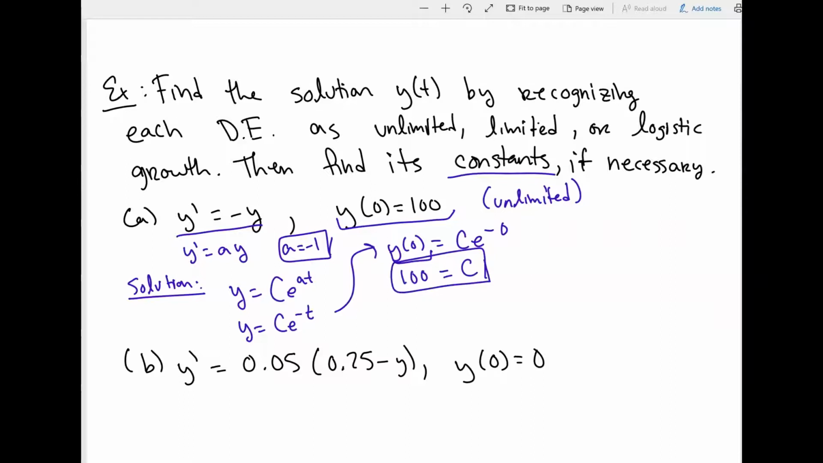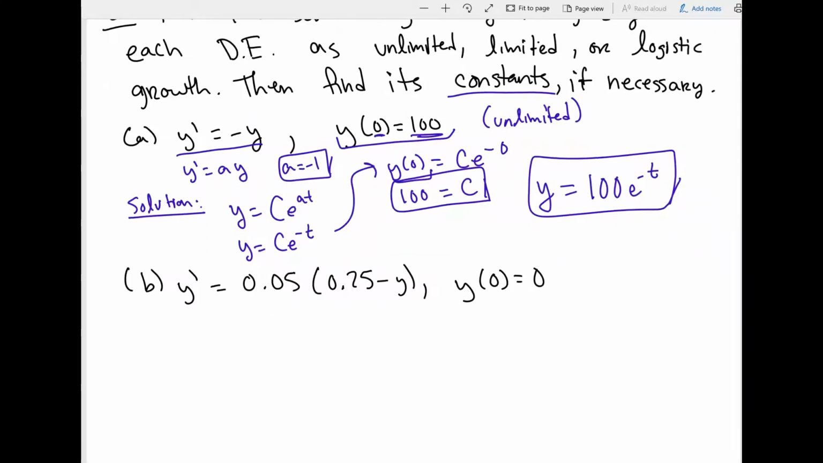This makes sense because it's telling us that initially there are 100 people in this environment, or maybe we're investing $100, I don't know. So let's plug it in. My solution to the differential equation is y equals 100 e to the negative t.